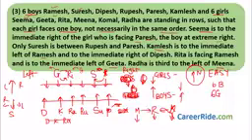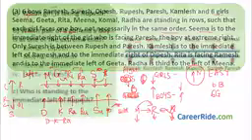Radha is to the left of Meena, so Meena has to be here, Radha has to be here. So Meena comes over here, Radha comes over here, and we got the seating arrangement. Okay, very easy. This is the seating arrangement. Let us solve the questions based on this.